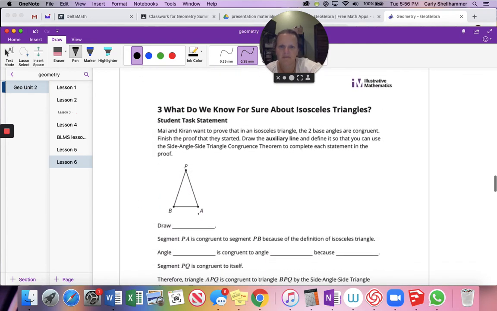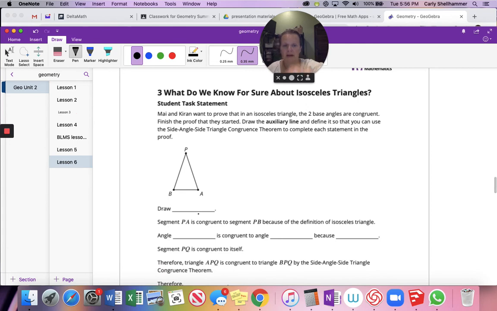Let's move on. All right, what do we know for sure about isosceles triangles? Mai and Kieran want to prove that in an isosceles triangle, the two base angles are congruent. Finish the proof they started, draw the auxiliary line, and define it so you can use the side angle side congruency theorem to complete each statement.